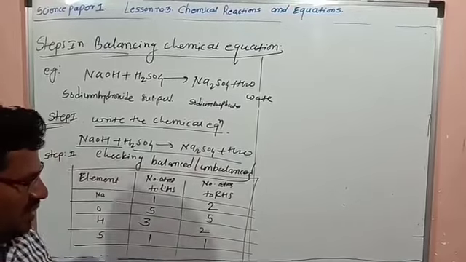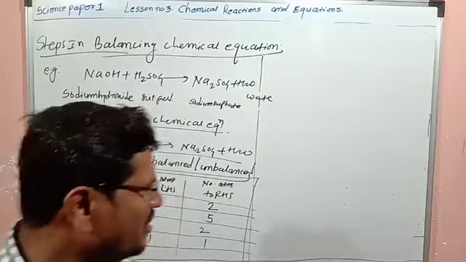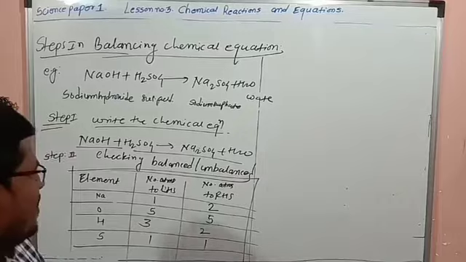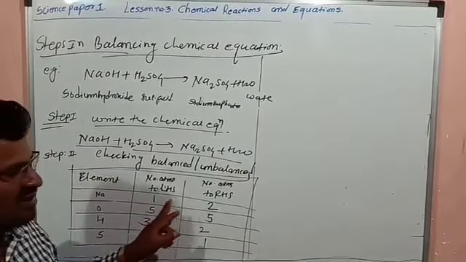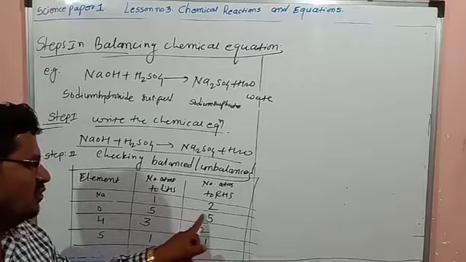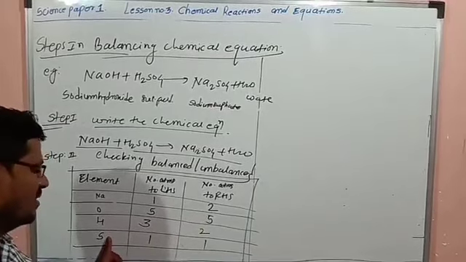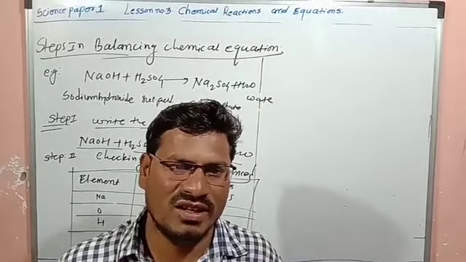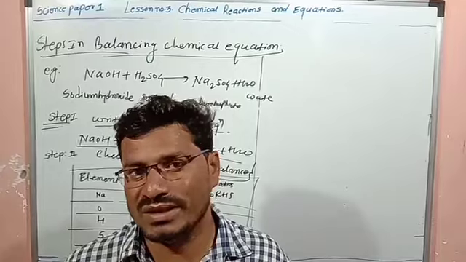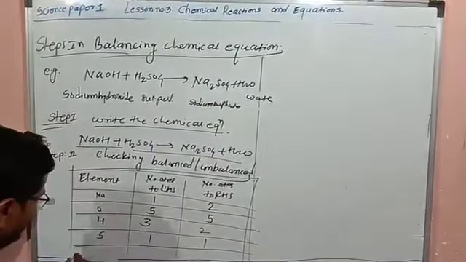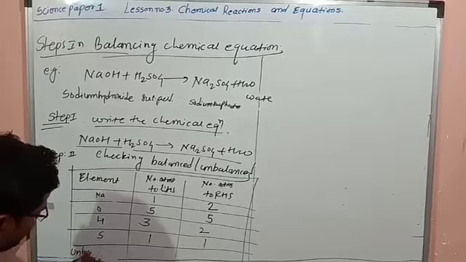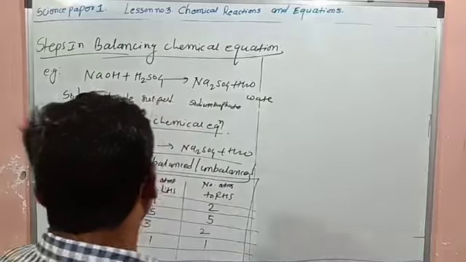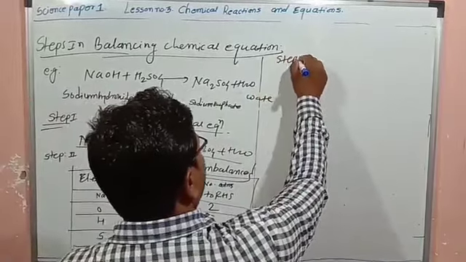So if you check each atom on the LHS and the RHS, sodium on the LHS is 1, on the RHS is 2, oxygen 5, 5, hydrogen 3, 2, and sulfur 1, 1. So the number of atoms of each element on the LHS and RHS are not equal, so this chemical equation is unbalanced. So what to do for balancing? Next step, step number 3.